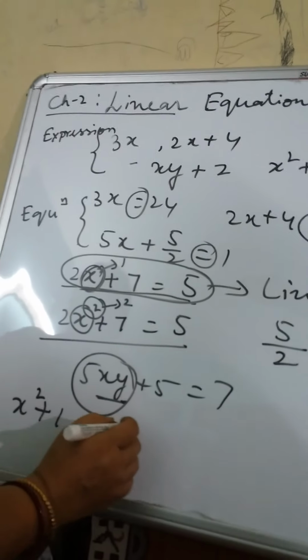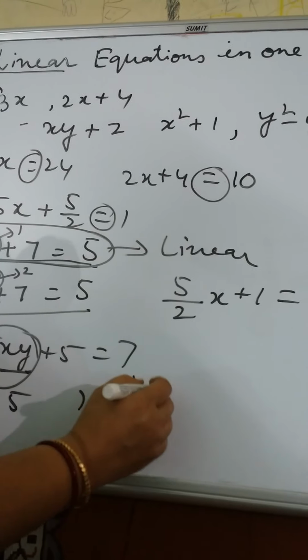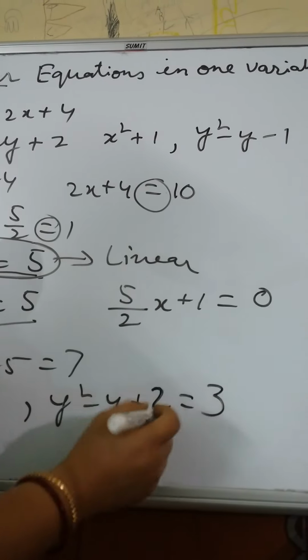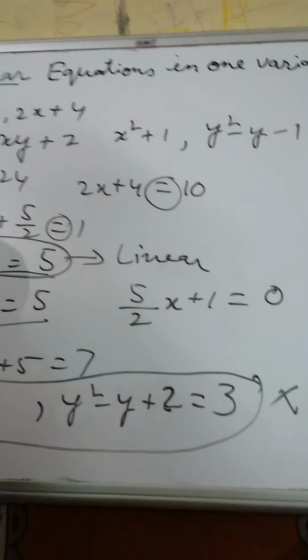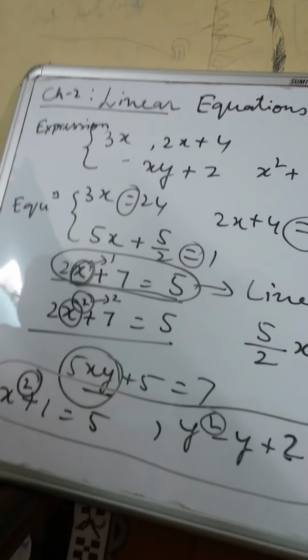X square plus 1 equals 5, or y square minus y plus 2 equals 3. These are not linear equations, because their highest power is 2.